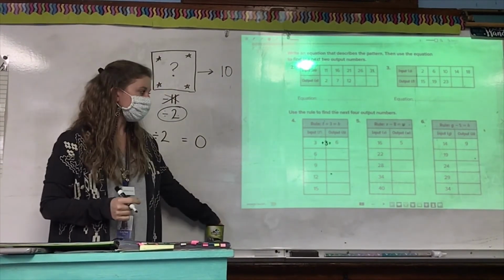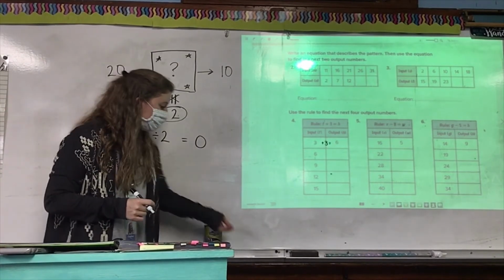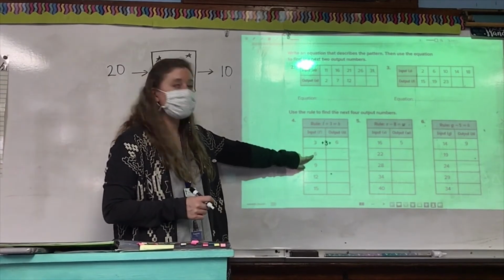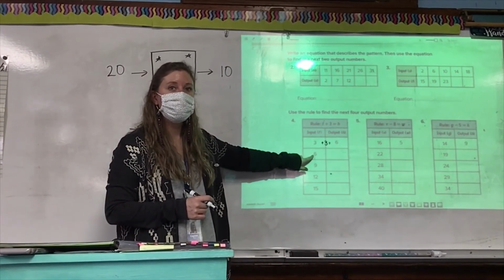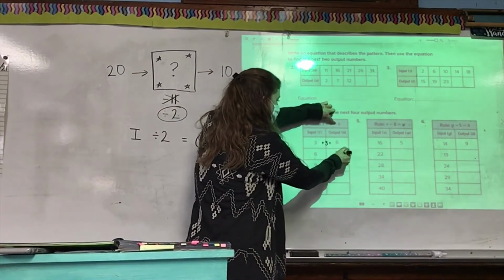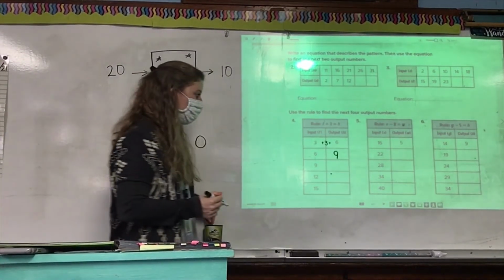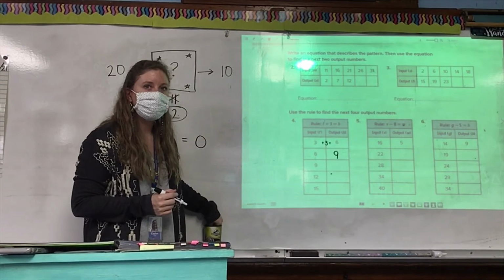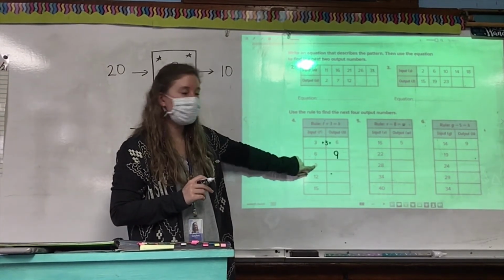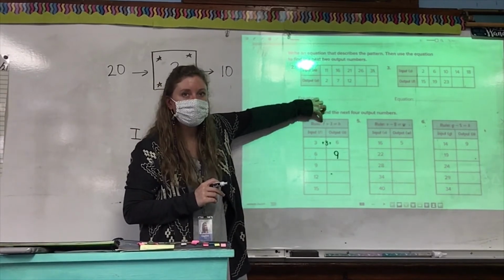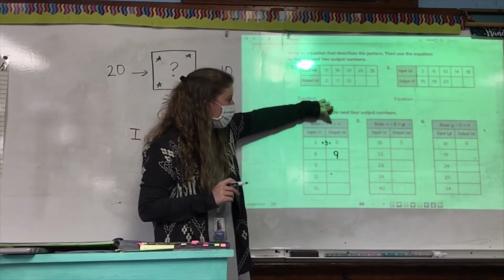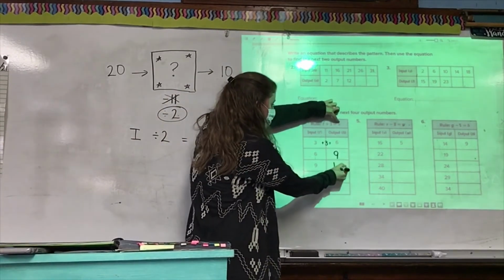So, Smith, help me with the rest of this problem. Next, we have 6. What do we do to 6? Add 3. 6 plus 3 equals 9. Next, we have 9. What do we do? We add 3. 9 plus 3 equals 12.